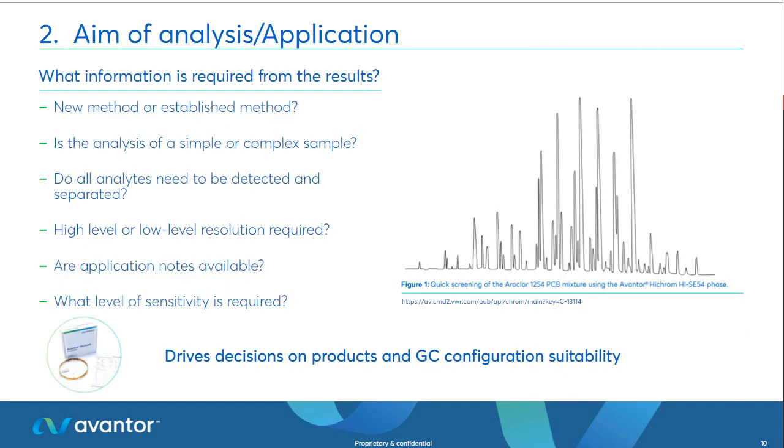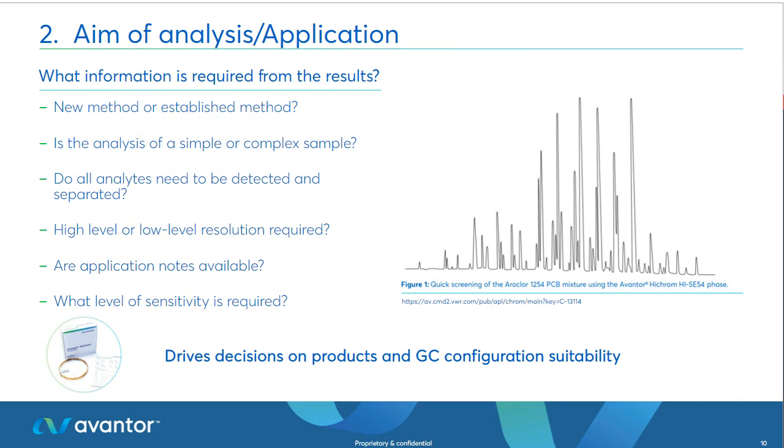When we look at the aim of analysis and application, what is the information required from the results? So these are the sorts of questions we need to be looking into. Is this a new or established method? Is the analysis of a simple or complex sample? Do all analytes need to be detected and separated? Do we require high level or low level resolution? Are application notes available for this aim of analysis? And what level of sensitivity is required?